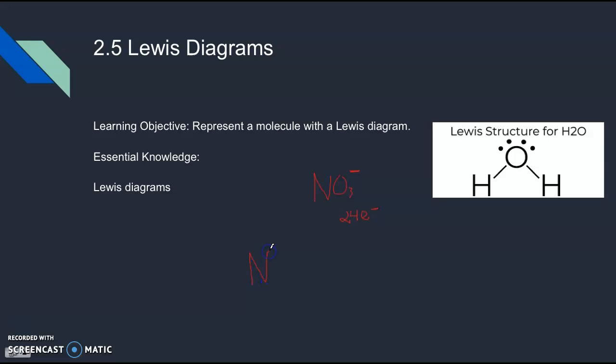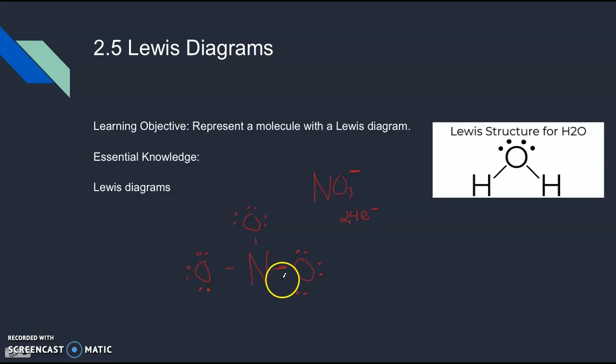So you place the center nitrogen, connect 3 oxygens, give the outer atoms the octet, like so. If there's any extras, they go on the center, but we have 8, 16, 24, so again, no extra electrons go on the center.